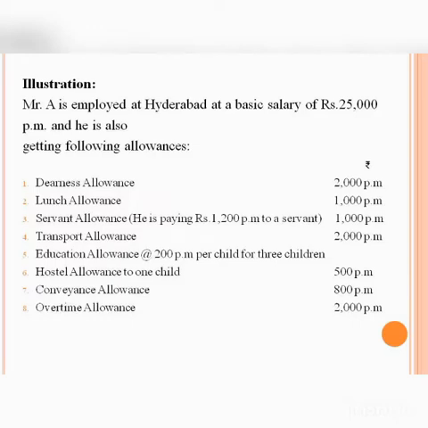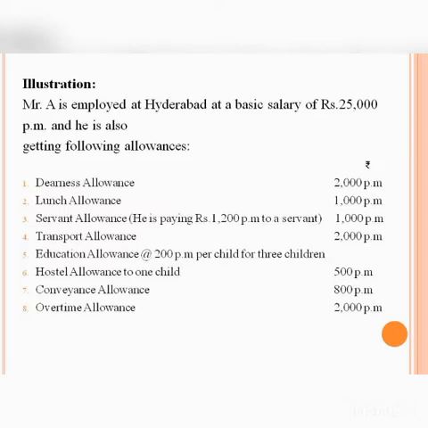Before solving this, let me read out the question for you and point-wise discuss each of the items. Mr. A is employed at Hyderabad at a basic salary of rupees 25,000 per month, and he is also getting the following allowances. Here are many allowances which they have given. Now we have to see which one is fully taxable, which one is partially taxable, and likewise.